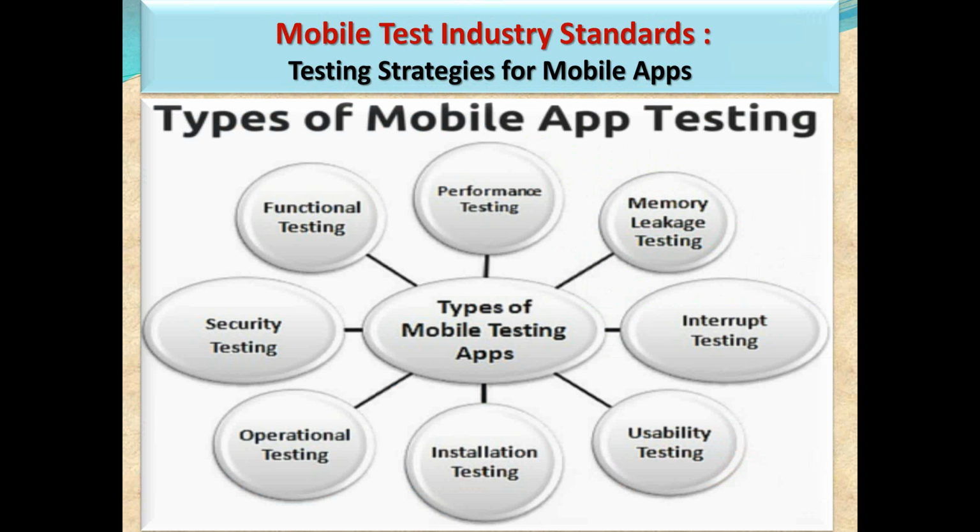All right, these are the types of mobile application testing. Look at the slide and see. Basically, we have eight types that your application has to go through: functional, performance, memory leakage, and security testing, which I'm going to talk to you about separately. Then interrupt testing, usability, installation, a very big test, operational testing, and like I said, security.